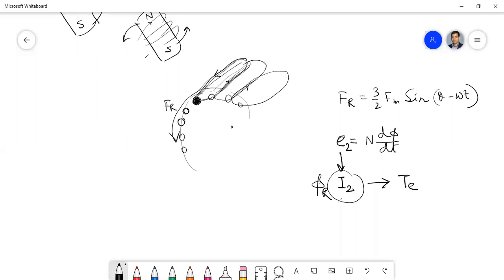Now the question is, in which direction will the torque be produced? Whether it will be in the direction of the rotating magnetic field itself or in the opposite direction. In which direction would the torque be produced? That should be understood very clearly.